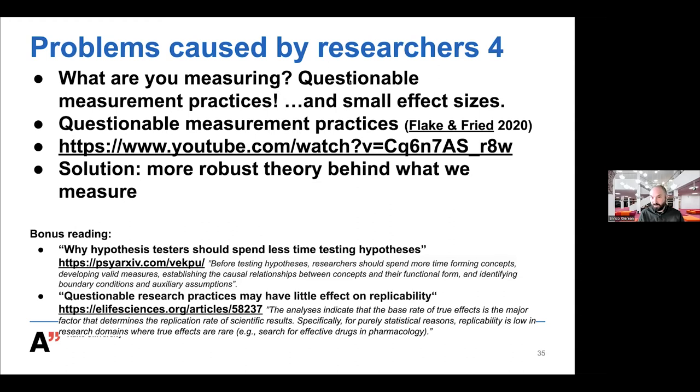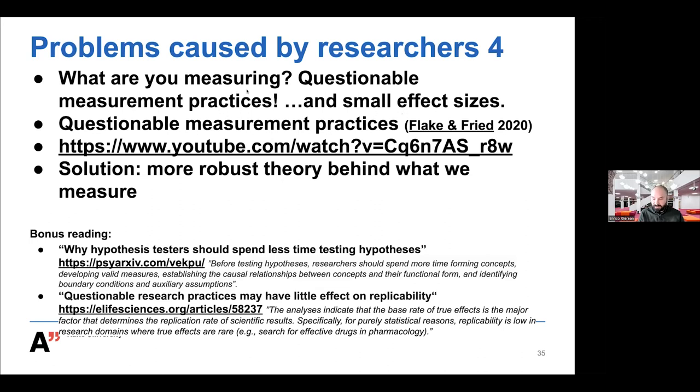And so the so-called questionable measurement practices, which go hand in hand with small effect sizes, so the phenomena that you study might have a very tiny effect, which basically means that you will need thousands of subjects or millions of subjects to see a tiny statistical significance. So of course, this is nothing new.